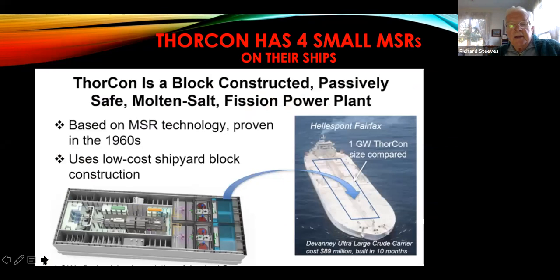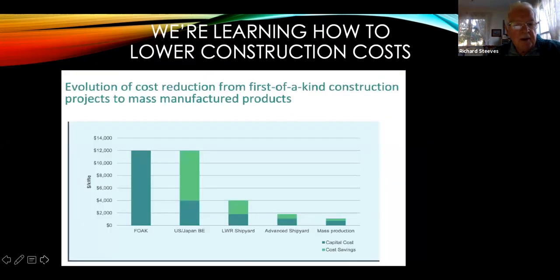Also, Thorcon has been deeply involved in shipbuilding. They bought a shipbuilding company, and they have this idea of using the MSR technology, miniaturizing it. There are four little reactors here, and that they're gonna bring over in this ship to Indonesia. They've got an office now in Indonesia. The public has been much more accepting over the past 10 years of nuclear energy. So some of the coal plants that were planned along the coast are going to be evolving and changing their plans, I think, to nuclear as a result of the efforts by Thorcon. They use low-cost shipyard block construction, and I'm encouraged by that.